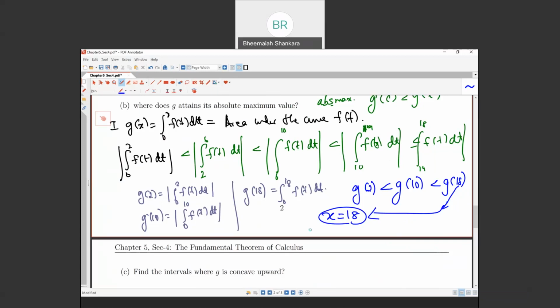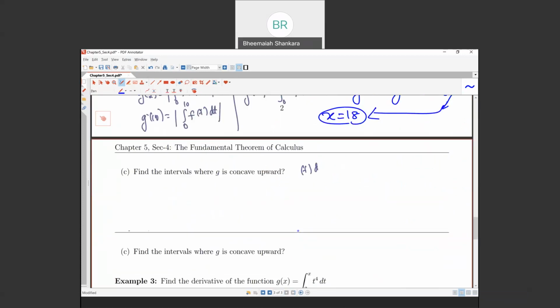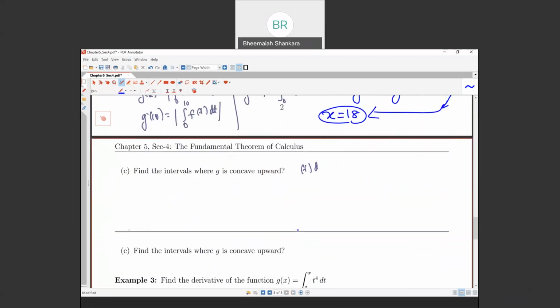In the next part of the question, you're asked to find the intervals where g is concave upward. So let's do that.